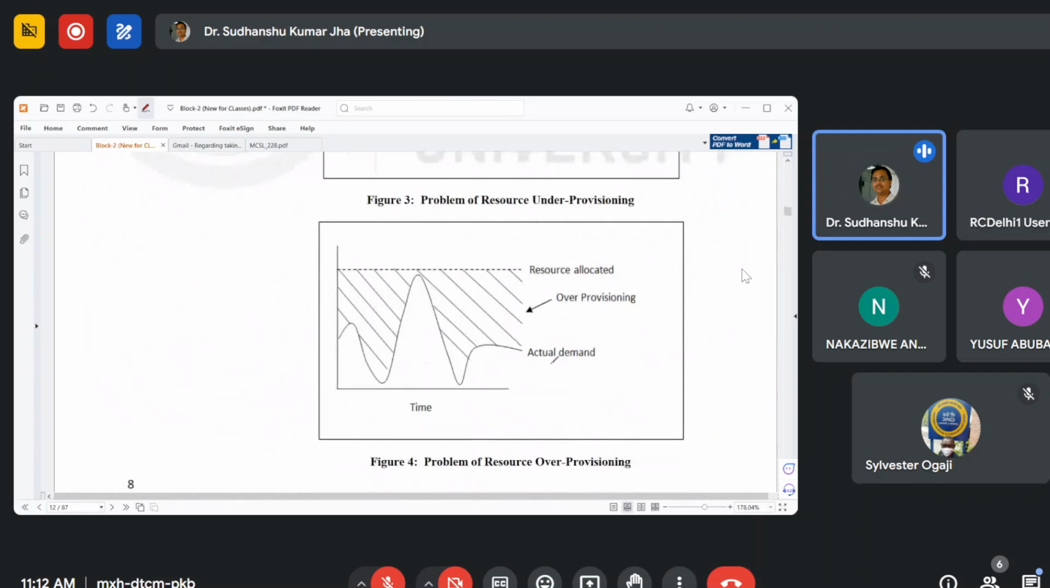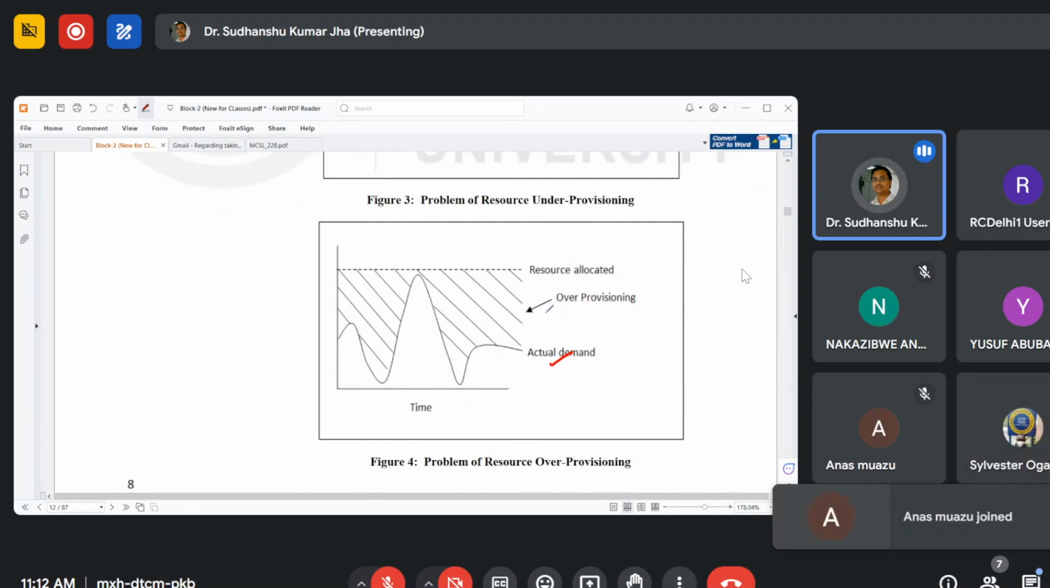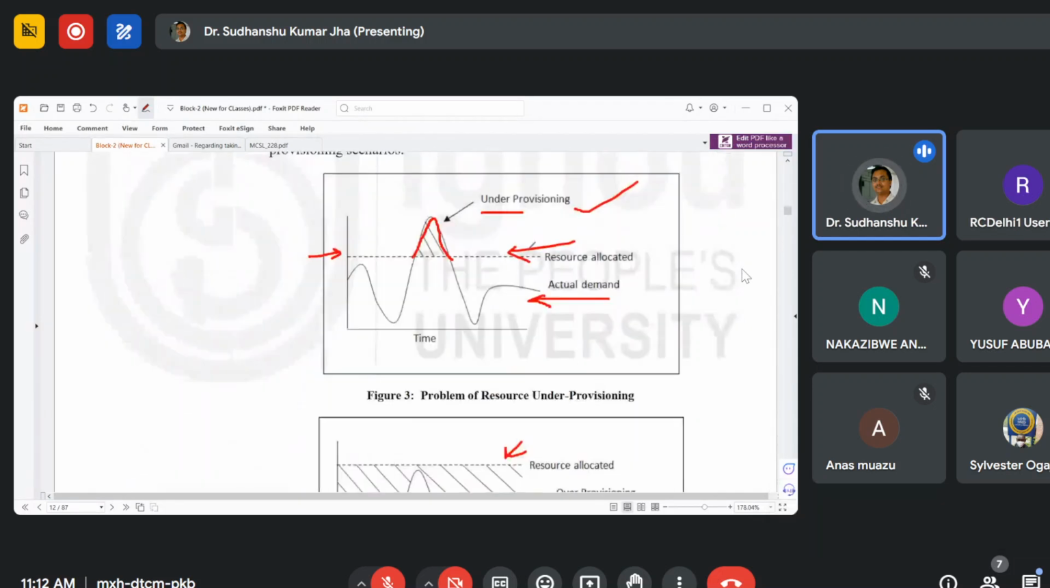Whereas if this is the actual demand, this is over provisioning, and this much number of resources is allocated. Suppose in the above case, you are allocating a number of resources to the customer. That is the static approach, and among the allocated resources, later on the customer asks for more resources, so that becomes under provisioning.